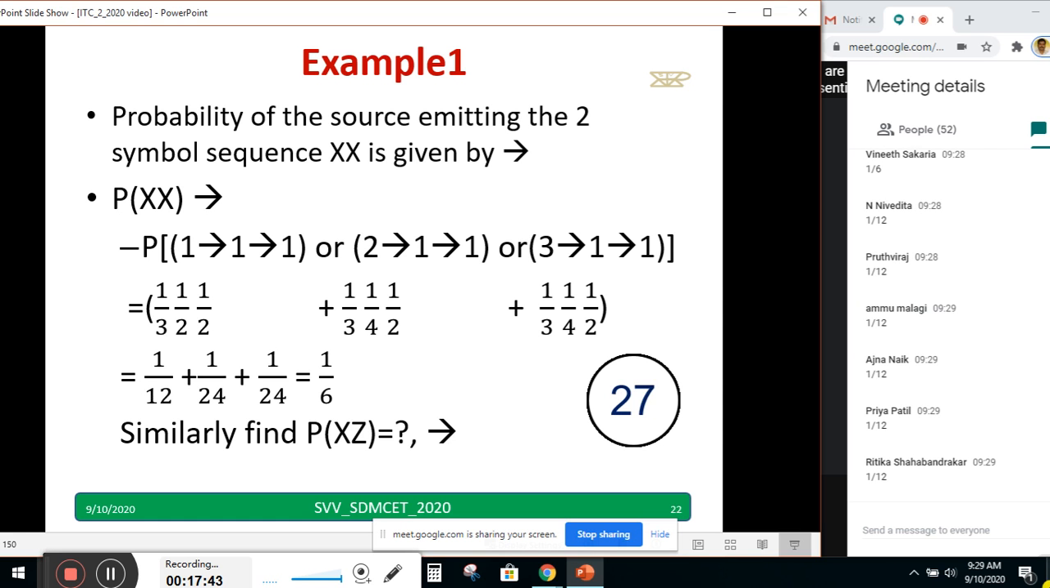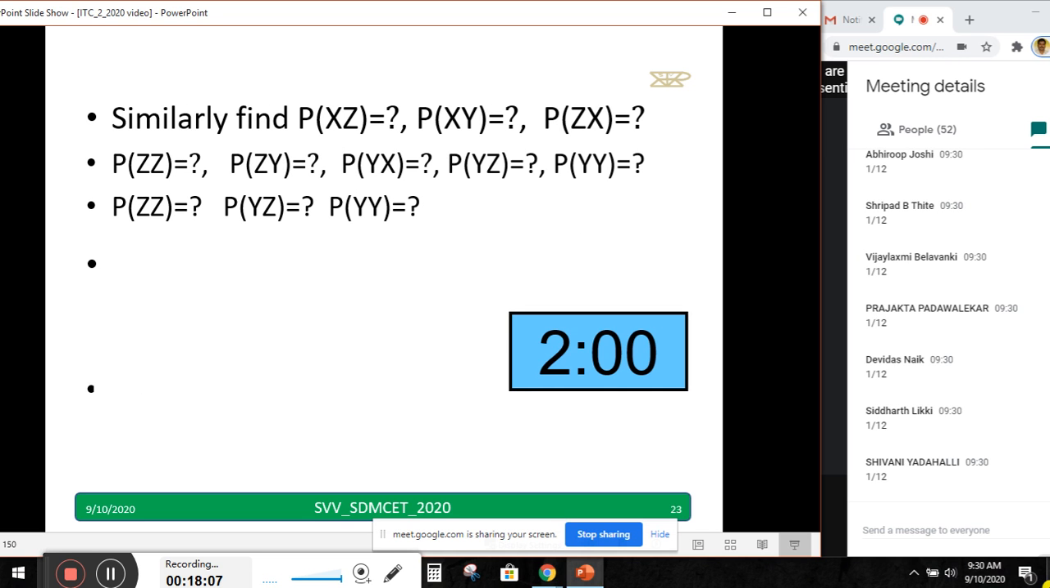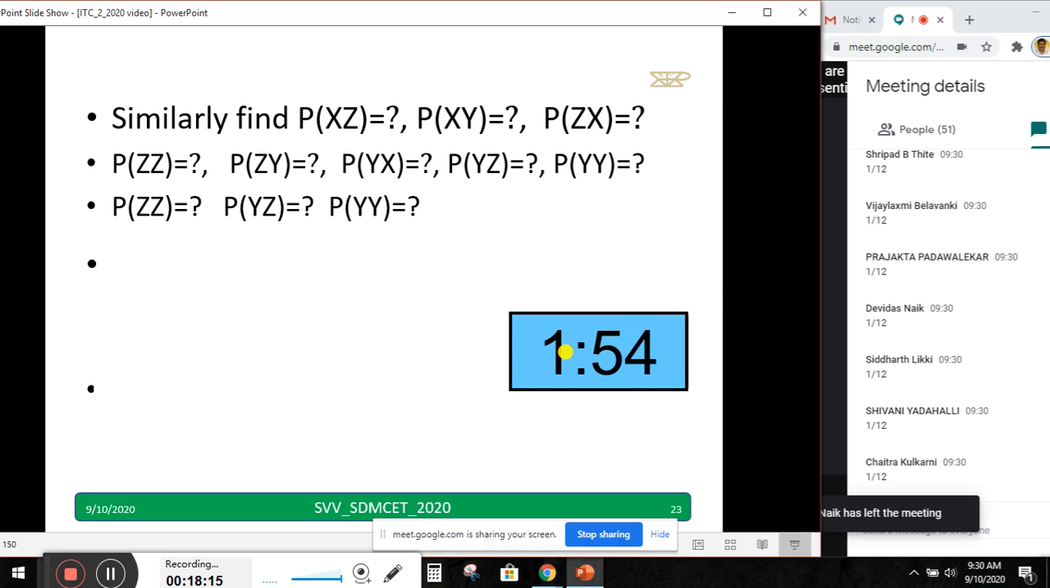Adnya, Priya Patil, Ritika, Spurti, Amrita, Simran, Pragati, Geeta. Very good. Karthik, Abhay Bhat, Sharon, Abhirup, Vijay Lakshmi, Prajakta. Okay, most of the answers, I think everybody is getting 1 by 12. Good. You have 2 minutes. Do it fast. XZ is over. Do it for XY. Do it for ZY. Very good.